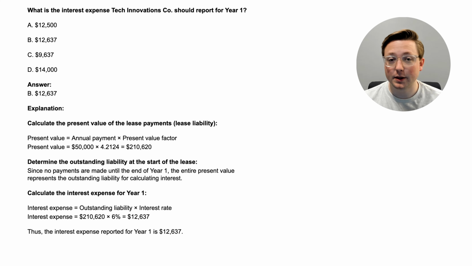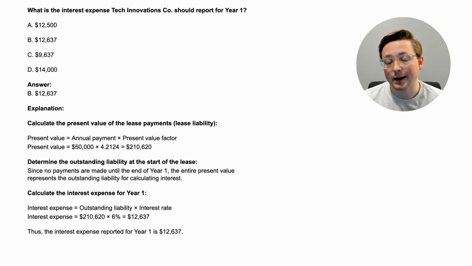First, we have to calculate the present value of the lease payments. So we have to figure out what the total lease liability is at the beginning of the lease. So we take the annual payments of $50,000 multiplied by the present value factor that we were given, and that was 4.2124, and that gives us $210,620. That is the present value of the lease payments, based on the present value factor. So now that we know that, we can figure out the interest expense for the year.